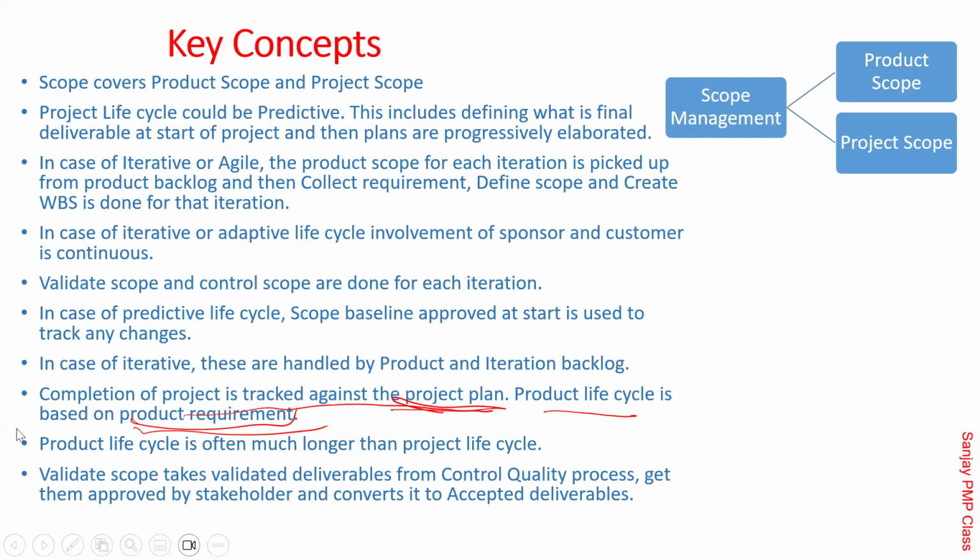Product life cycle is often bigger than the project life cycle. That we have seen already. Validated scope takes the validated delivery. We spoke about it. It should not be the reverse: project life cycle is not bigger than product life cycle.